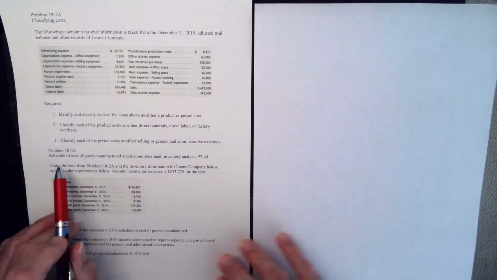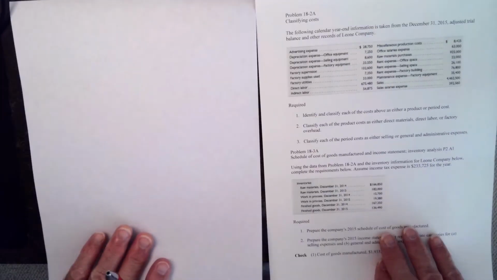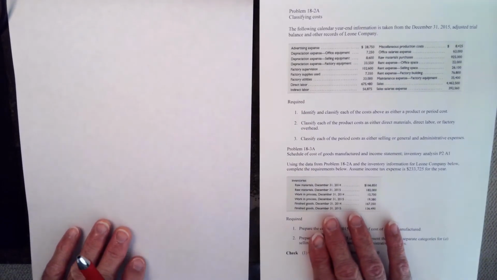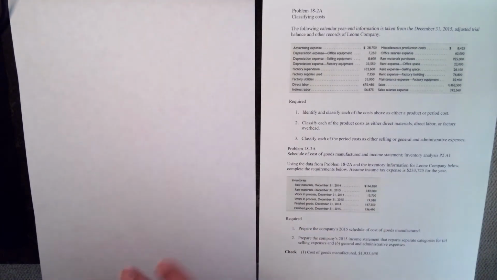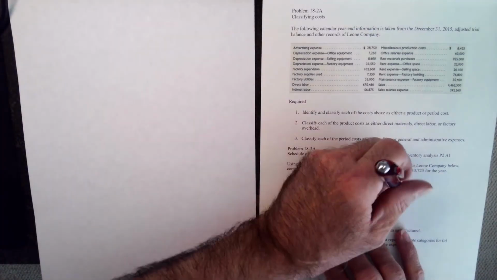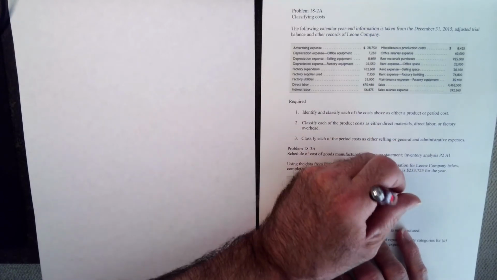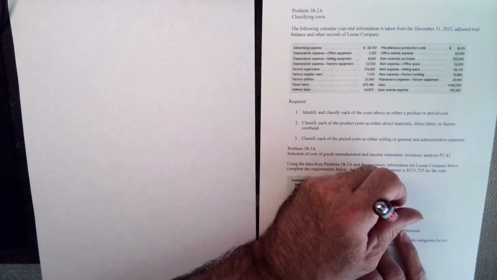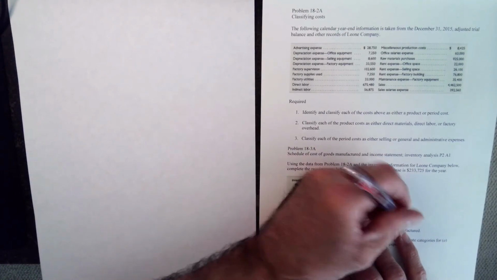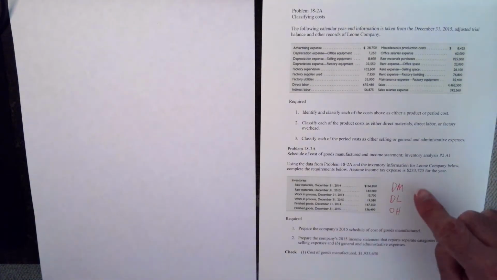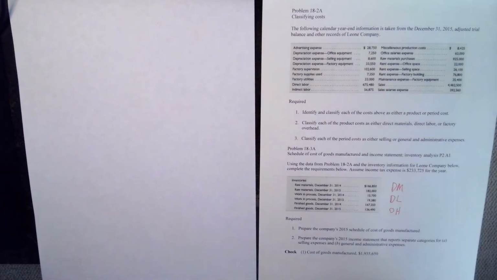So I want to point something out with regard to the schedule called cost of goods manufactured. Okay, this is really made up of three principal areas. It's made up of direct material, DM, direct labor, DL, and overhead. That's all it is. It's reporting on the manufacturing costs involving direct material, direct labor, and overhead.